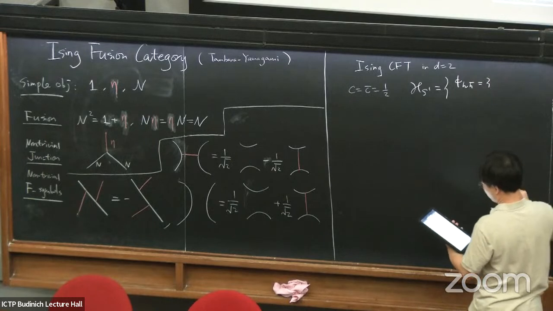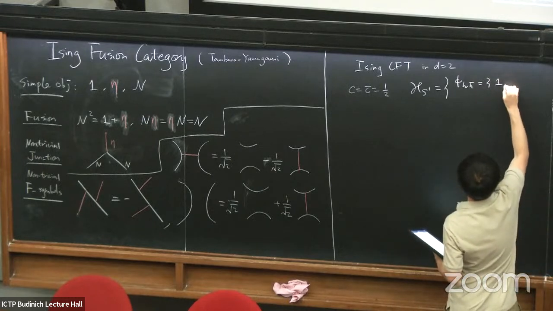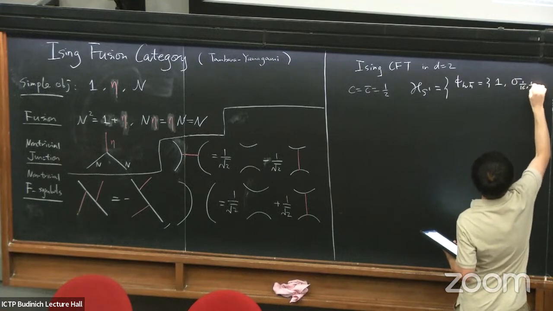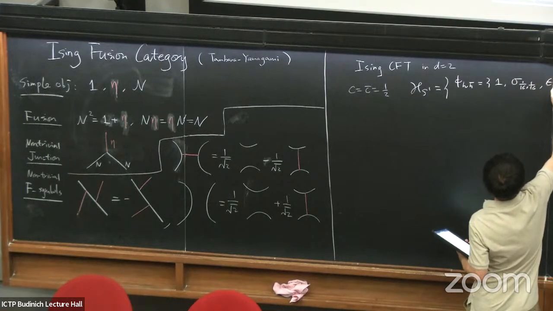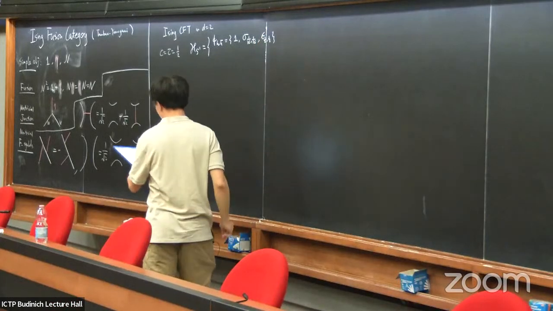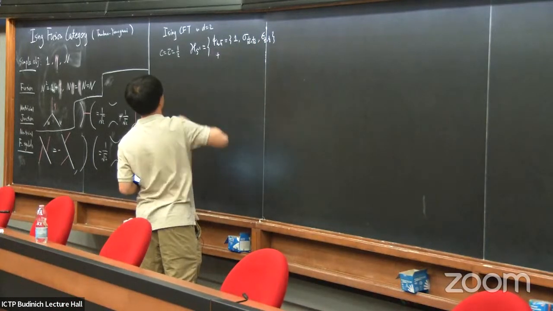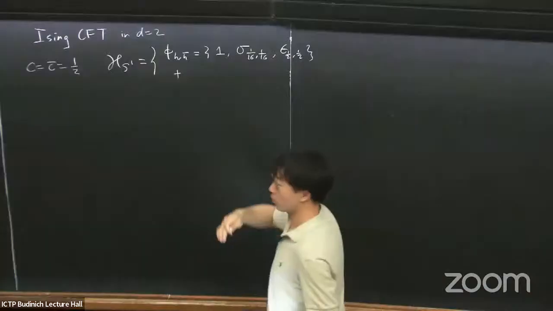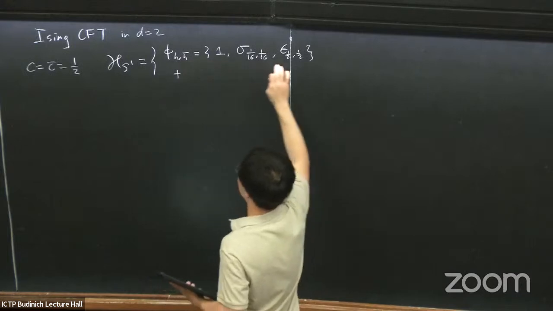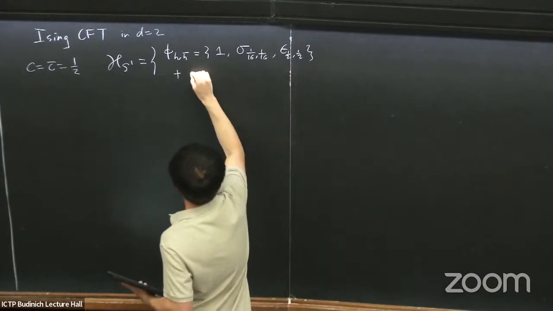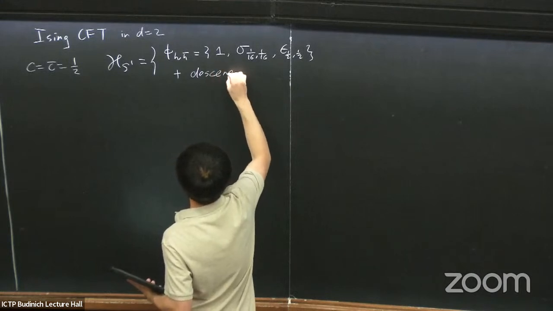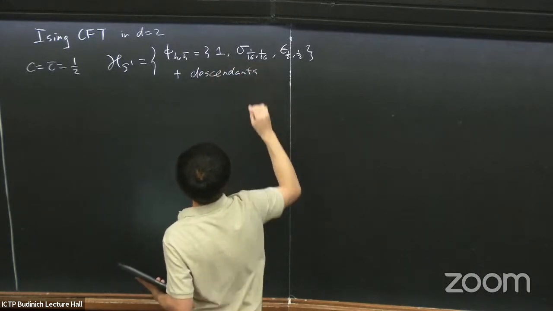With subscript denoting the scaling dimensions: the identity operator, the spin operator sigma of dimension 1/16, 1/16, and the energy operator epsilon of dimension 1/2, 1/2. Because we are talking about a 2-dimensional CFT, the operator spectrum is organized into Virasoro primaries and descendants. Here I'm listing the primaries, and then the rest of the states in the Hilbert space are generated by the Virasoro descendants.